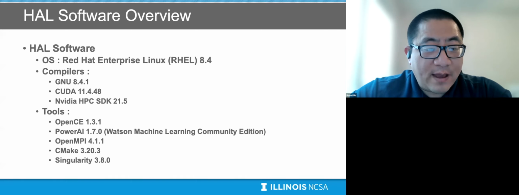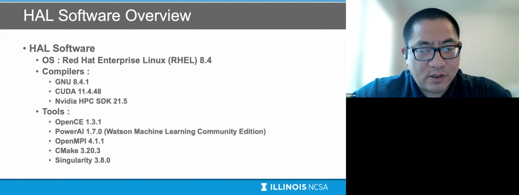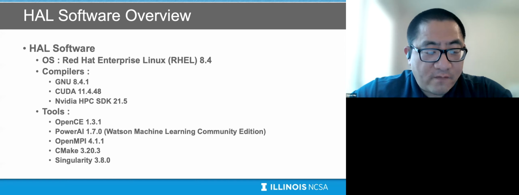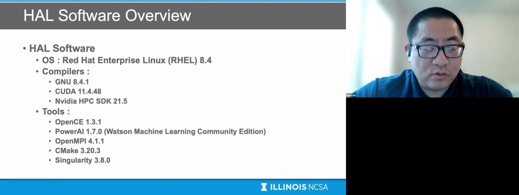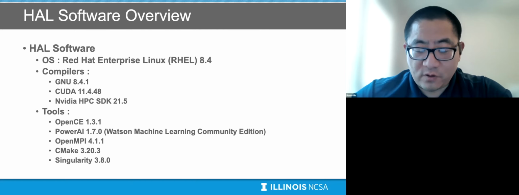We also have OpenMPI 4.1.1, which is in charge of the message passing between different nodes. For building software, we have CMake. And as for the container solution, we have Singularity 3.8.0. So our users are allowed to build their own Python environment, as well as build their own Singularity container for their work.